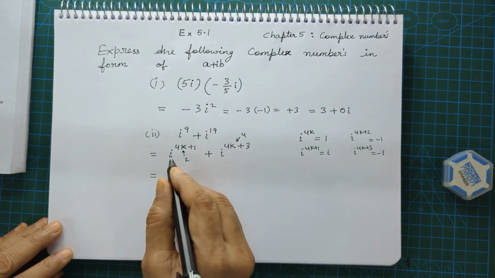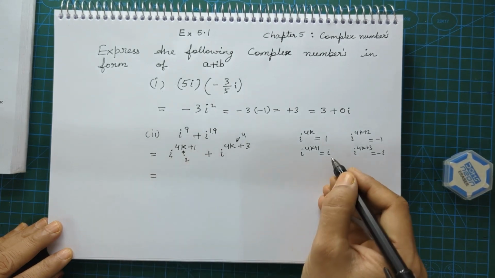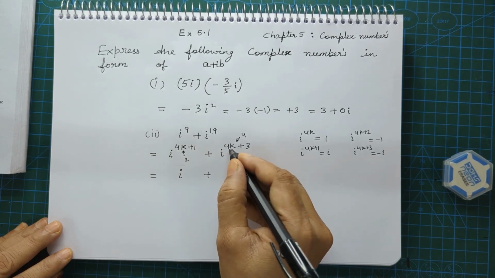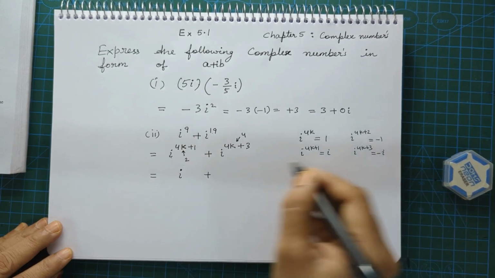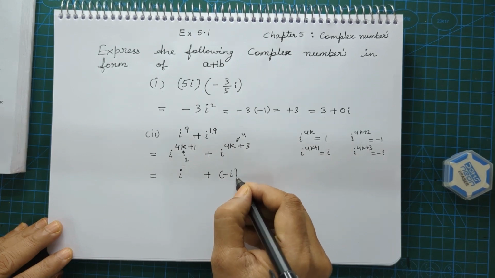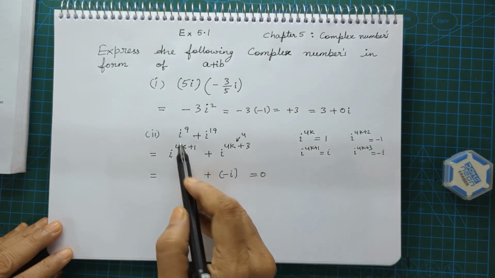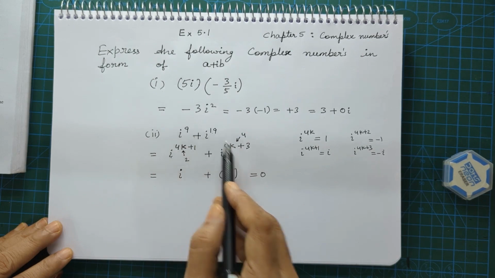We know that i to the power 4k plus 1 is i, plus i to the power 4k plus 3 is negative i. Positive i plus negative i is 0. So i to the power 9 plus i to the power 19 is 0.